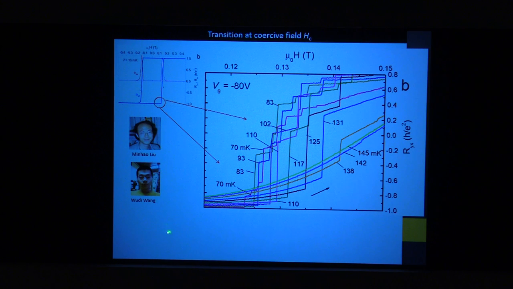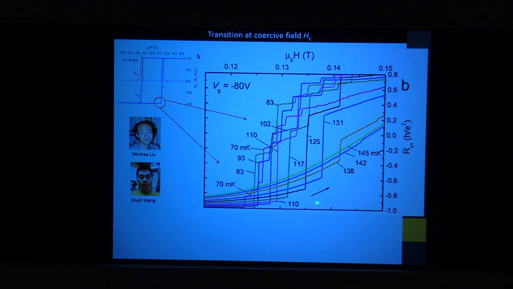And thanks to the experimental skills of Minhao and Woody, this experiment burned tons and tons of liquid helium, but it's well worth it for reasons that I hope will become apparent. They noticed that whenever they go through this transition, it jumps. Initially we thought it was just stochastic noise, but the pattern is as follows.